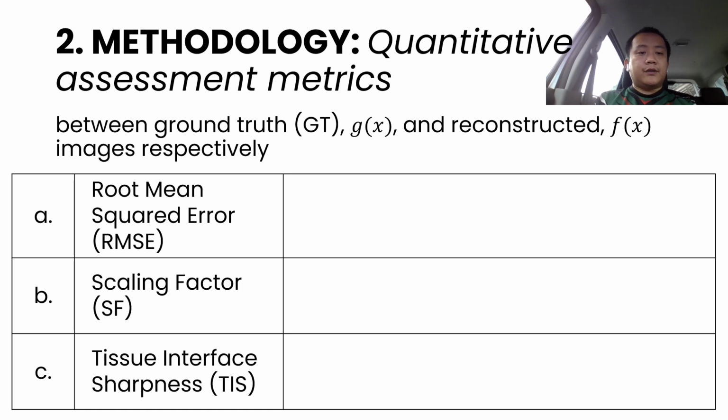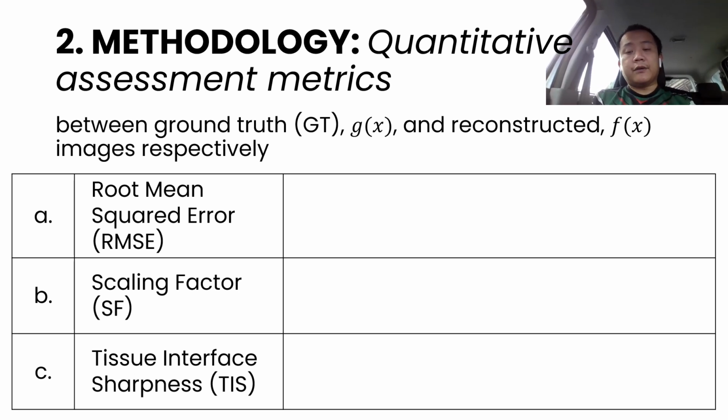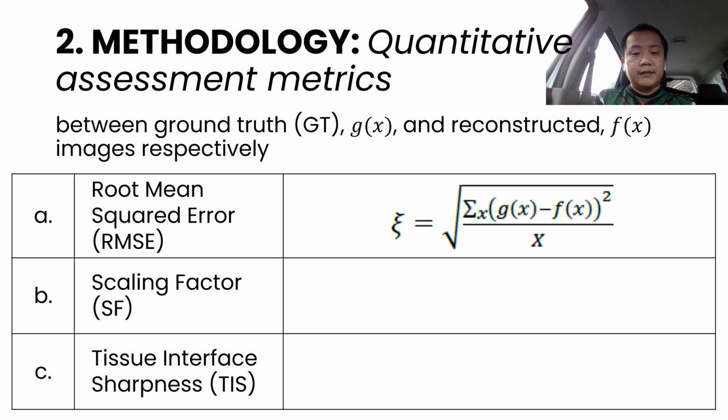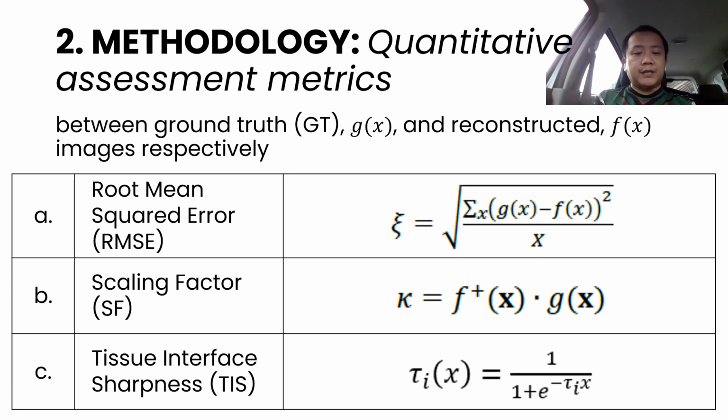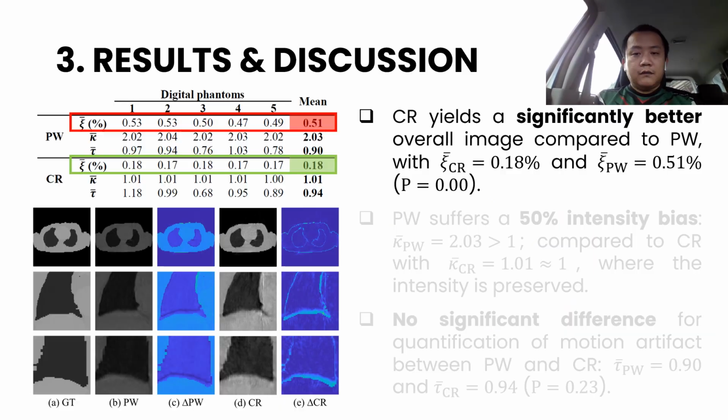To evaluate both algorithms, three assessment metrics are utilized in this work. That mainly involves the quantitative evaluation between the reconstructed images from both algorithms with respect to the available ground truth for all 5 digital phantoms. First is the RMSE that assesses the overall quality of the reconstructed images. Second is the scaling factor to evaluate the occurrence of any intensity bias overall, using the Moore-Penrose pseudo-inverse matrix of the reconstructed image. And the third metric is the tissue interface sharpness to assess the regions in the images that are vulnerable to blur artifacts due to respiratory motion.